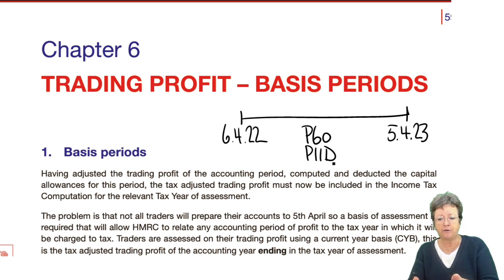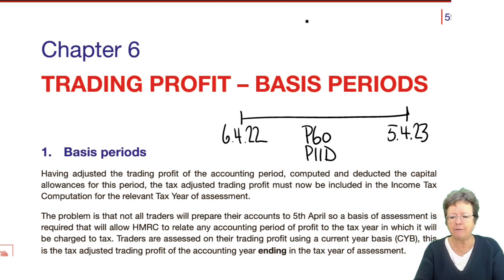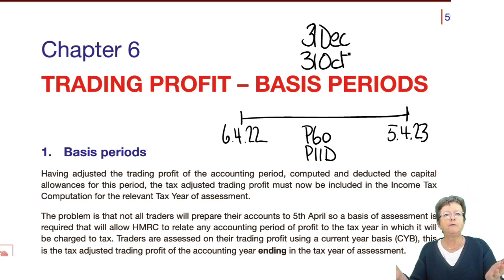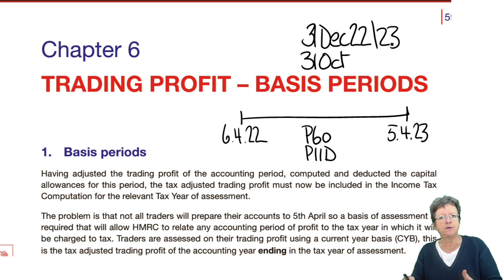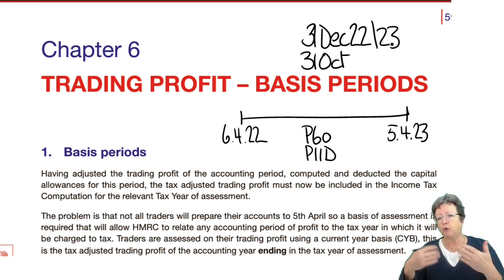because not everybody has a 12-month accounting period that fits exactly in that time slot. Some people have 31st of December or 31st of October. With all of those dates, they need to work out which set of accounts to use. So is it December 22 or December 23 that we put in this income tax computation? These rules have been brought into place to work out when and how we work that out.